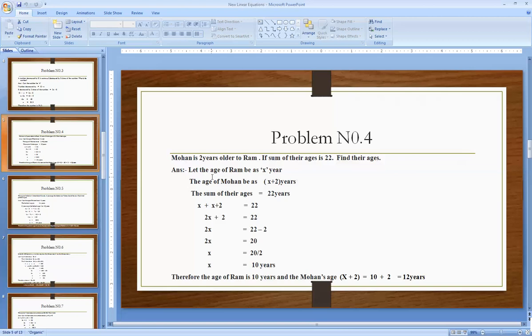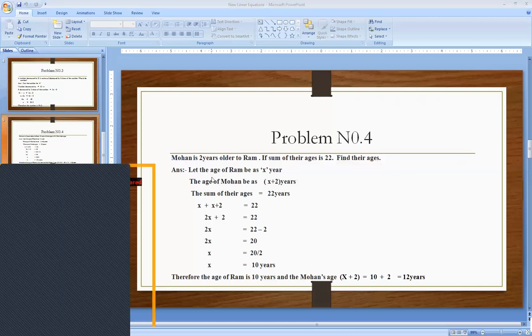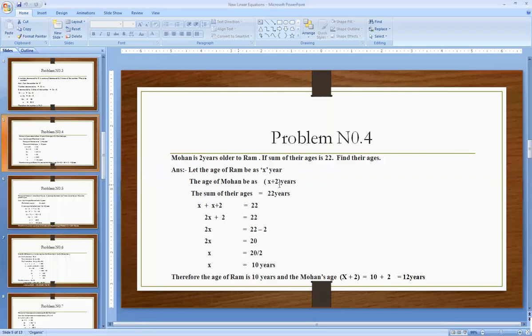We know that Mohan is 2 years elder to Ram, which means he is bigger by 2 years than Ram. So we have to assume that Ram's age is x. Now we assume that the age of Ram is x years. Therefore the Mohan age will be x plus 2. 2 years elder means we should add plus 2 years. If he is younger, it will become x minus 2 years. So we have assumed Ram's age to be x years, therefore Mohan's age will become x plus 2 years.